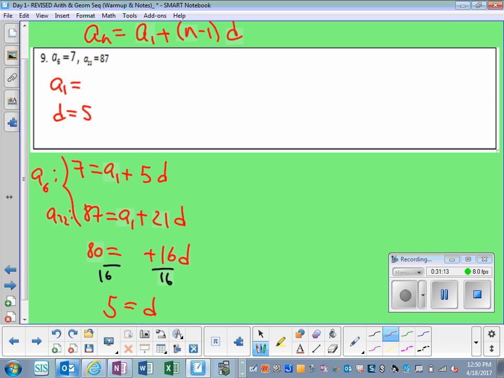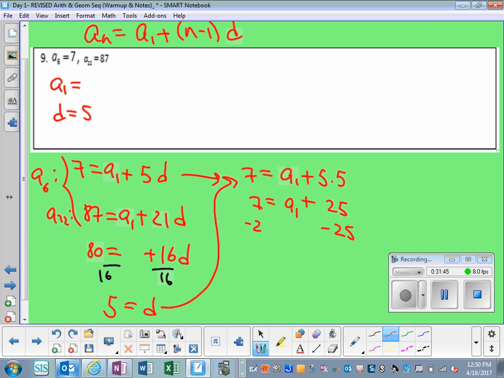Now I will use this d and plug it back into one of these equations. So I'll use the first one. 7 equals a1, which I still don't know, plus 5 times my d, which is 5. See? An equation with just one unknown. So 5 times 5 is 25. Another little equation. Minus 25 on both sides gives me a1 equals negative 18. So negative 18.